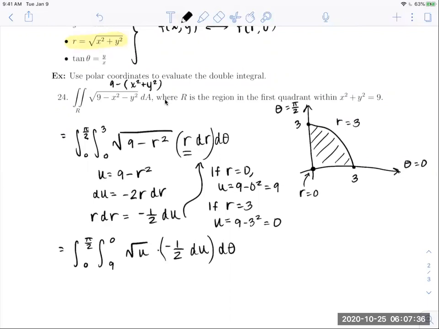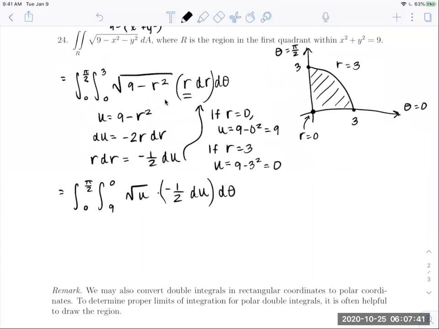Okay, so thinking of that u as u to the 1/2, when I integrate, I'll add 1 to the exponent, becomes 3/2, and multiply by its reciprocal 2/3. So I'll leave my negative 1/2 out front. This is a 2/3 u to the 3/2. And then I want to evaluate u from 9 to 0 d theta. And of course, I can cancel out my 2's on top and bottom.